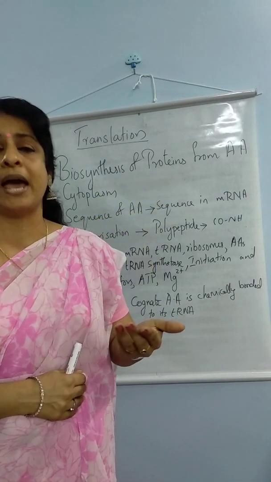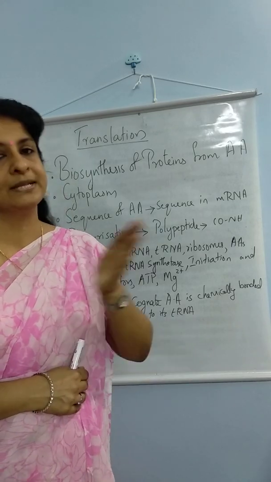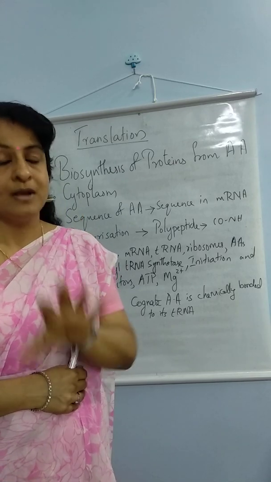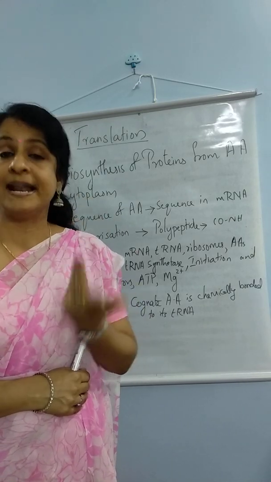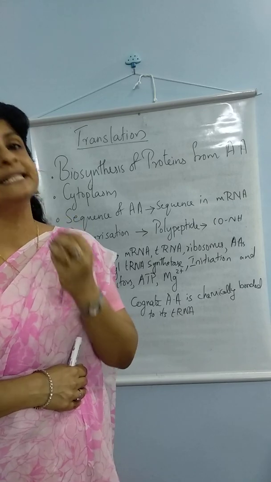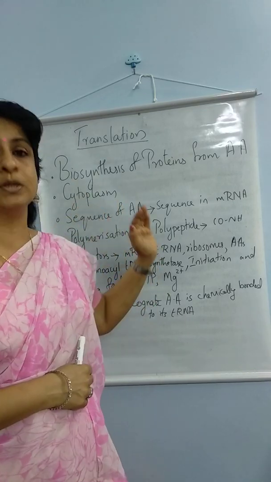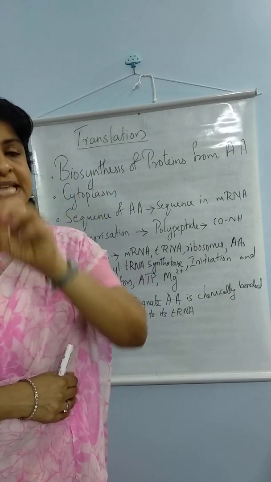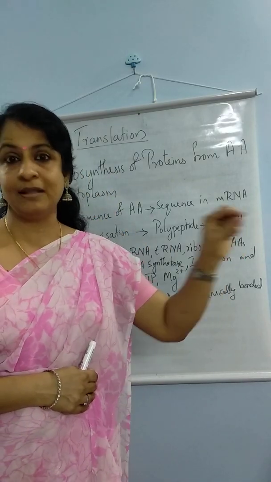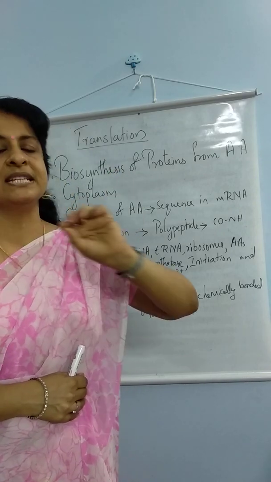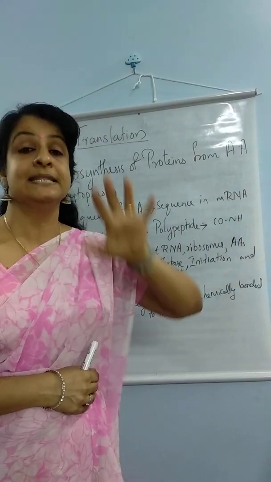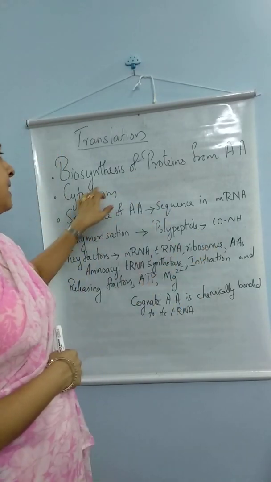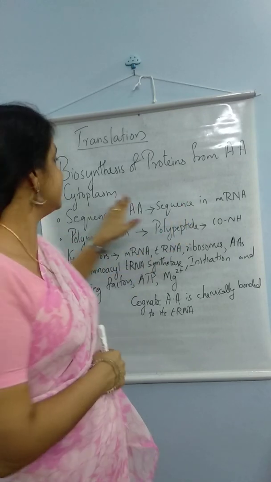In case of prokaryotes, there is no differentiation into cytoplasm and nucleus. So there the whole thing is called the cytosol. So in prokaryotes, translation happens in the cytosol. In eukaryotes, it happens in the cytoplasm. From the nucleus, the mRNA is released through the nuclear pores into the cytoplasm. The amino acids, ribosomes and everything are in the cytoplasm. So this translation is happening in the cytoplasm.